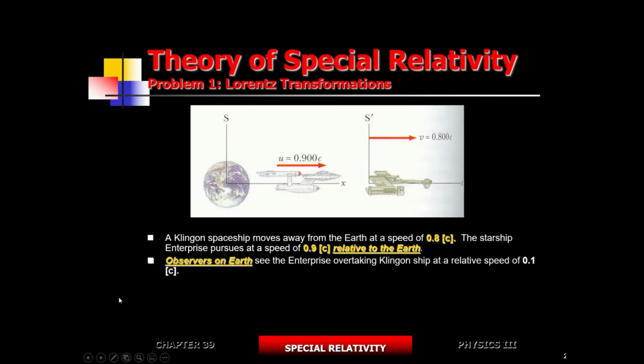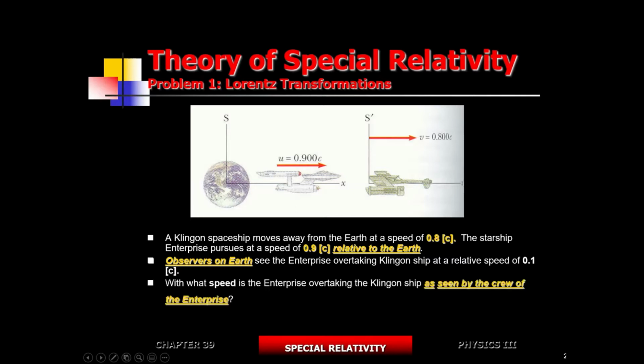So what is the question? The observers on Earth see the Enterprise overtaking the Klingon spaceship at a relative speed of 1/10 of c, the difference in speed between the two. So what is the speed at which the Enterprise is overtaking the Klingon spaceship as seen by the crew of the Enterprise? With respect to us, it's overtaking by 1/10 of the speed of light, but from the perspective of the crew, what is the actual speed? That's what we're going to be looking at.